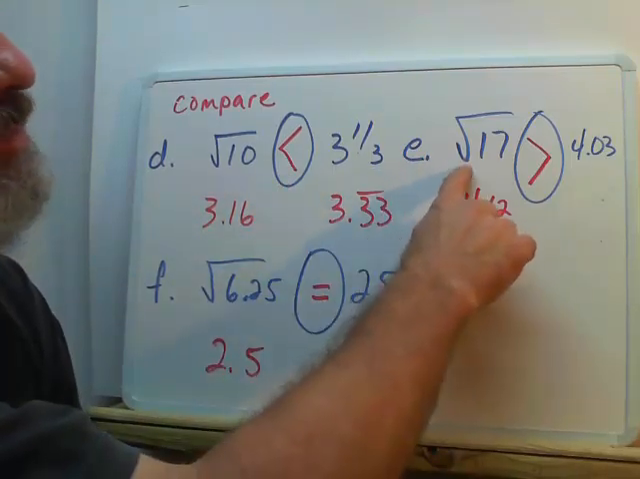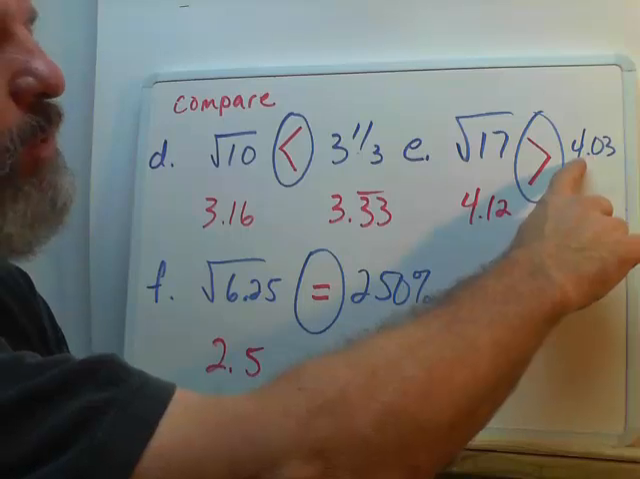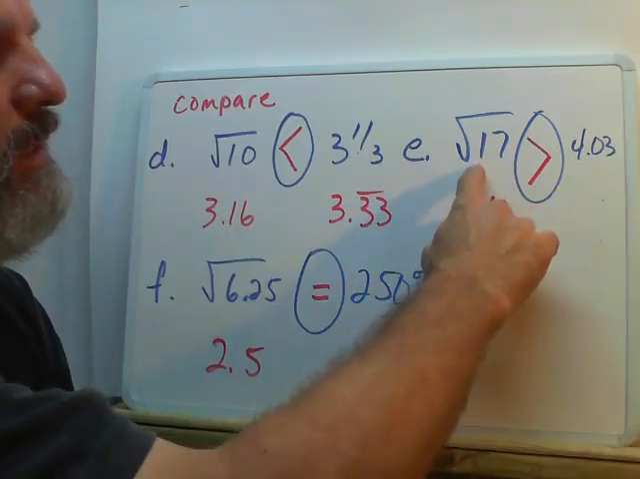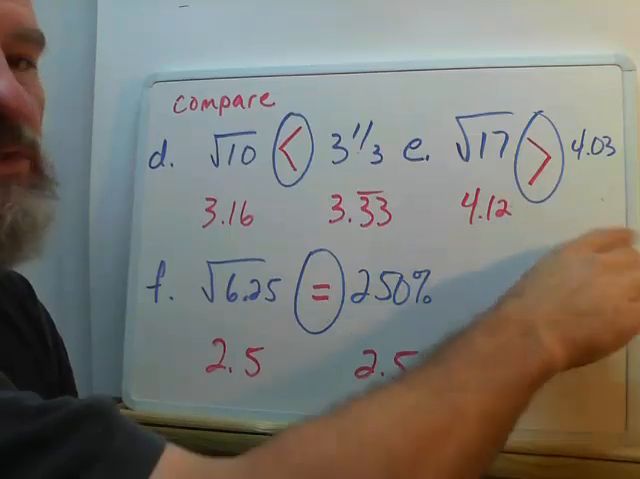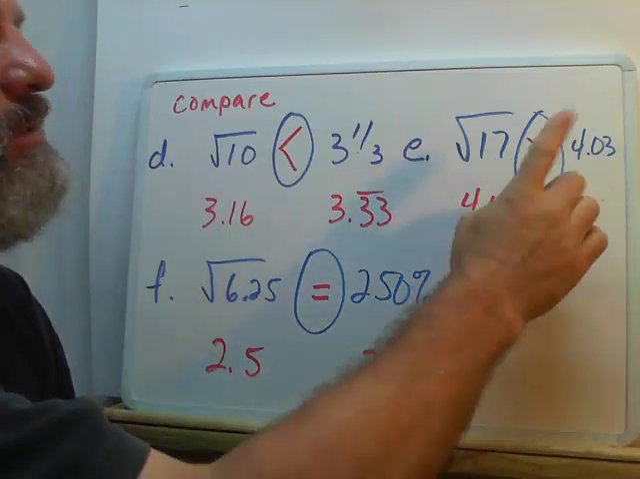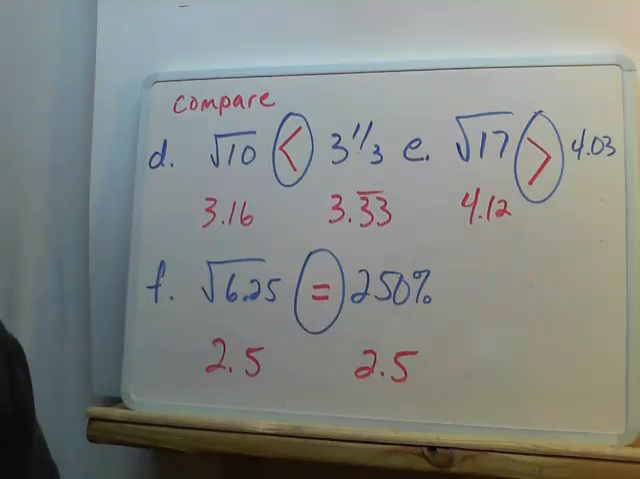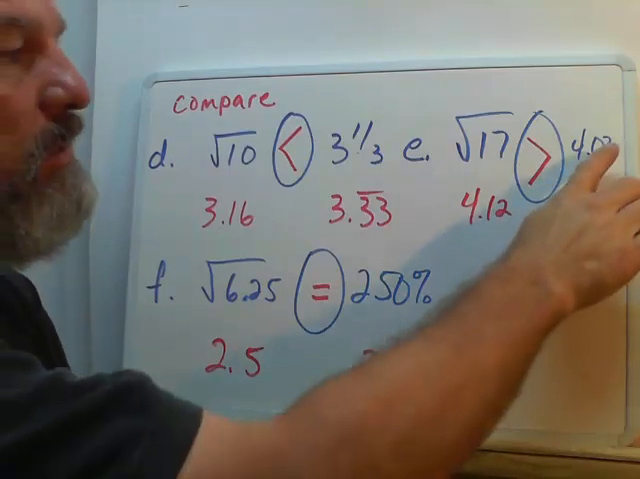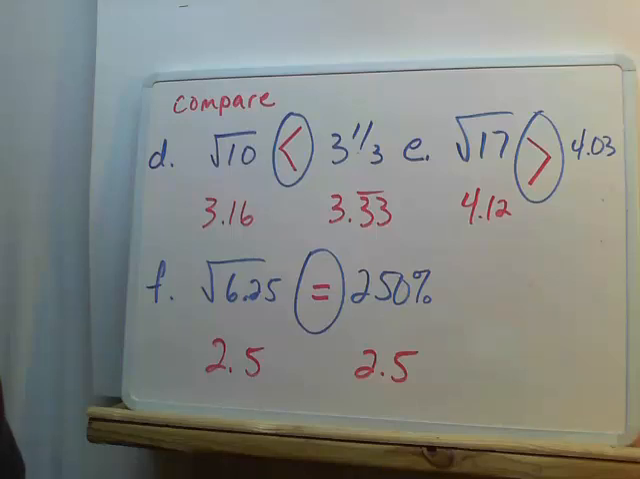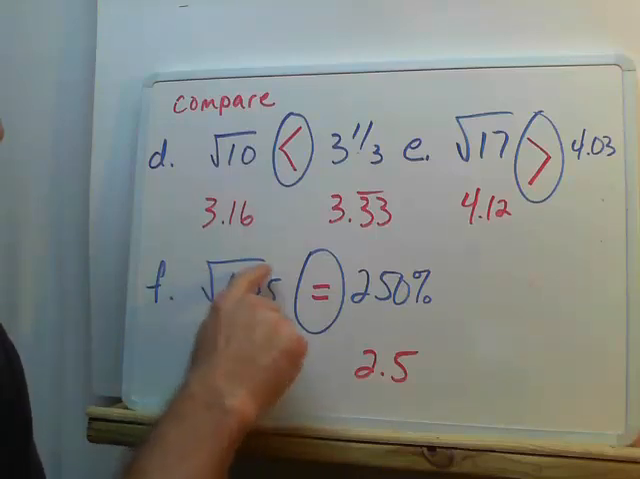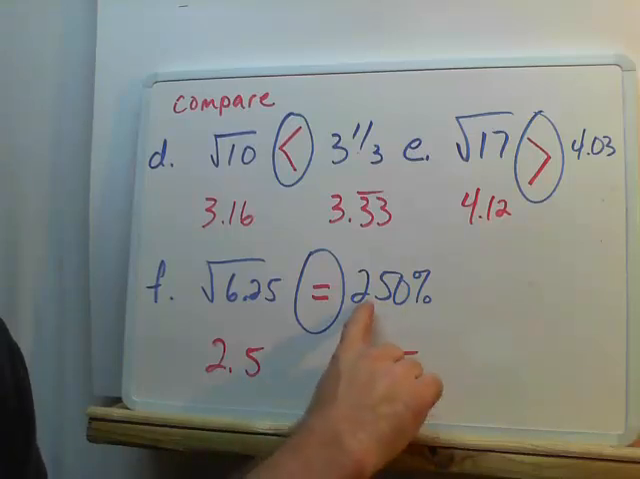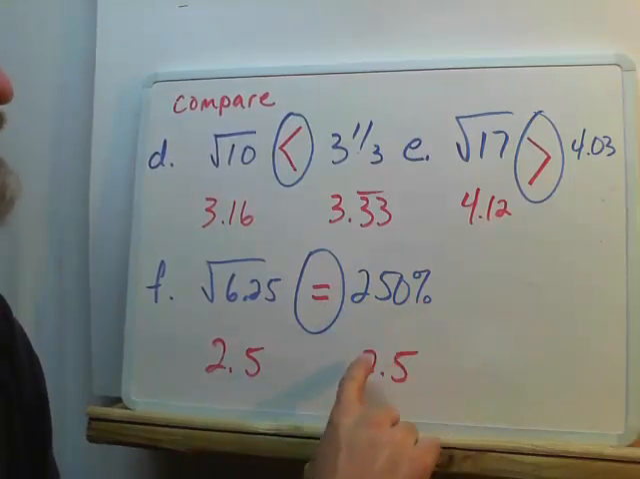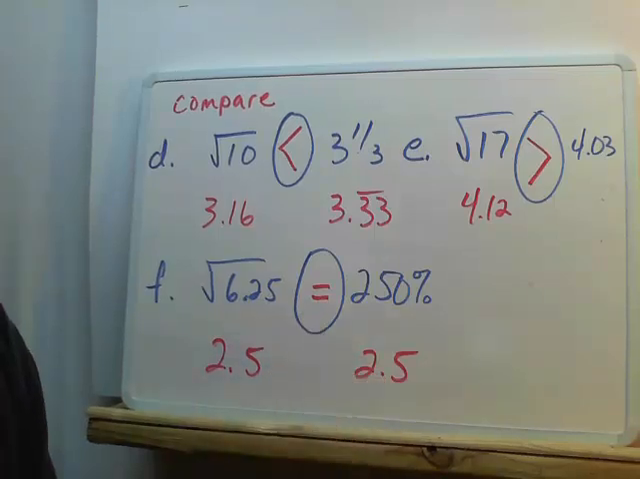Letter E, I have the square root of 17 and 4 and 3/100ths. In a calculator, I can find this to be 4.12. I just did the 2 digits just so I could compare quickly and easily. I can see that that is a greater than situation. 12/100ths is greater than 3/100ths. Letter F, the square root of 6.25 is 2.5, and 250% is also 2.5, so we have an equal situation in this case.